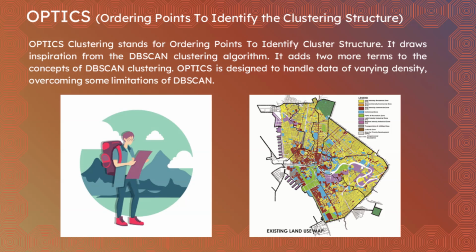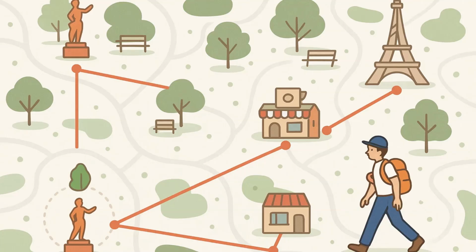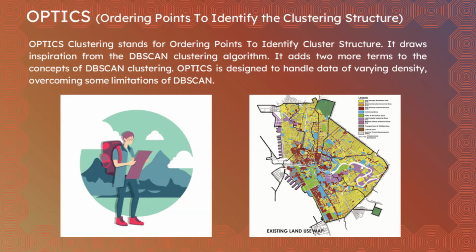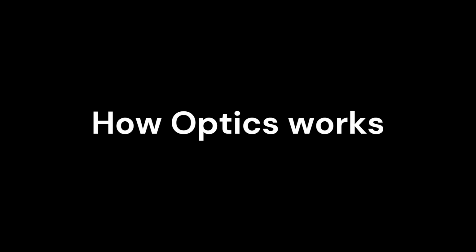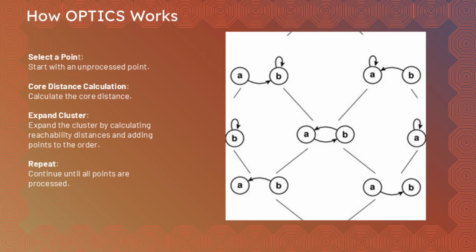In the same way, OPTICS processes points in an order that helps reveal the true structure of clusters, adjusting for different densities and uncovering patterns DBSCAN might miss. Let's look at how OPTICS works using the analogy of a traveler navigating through a network of landmarks.